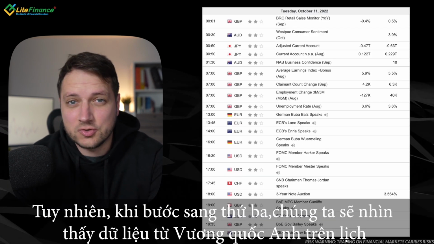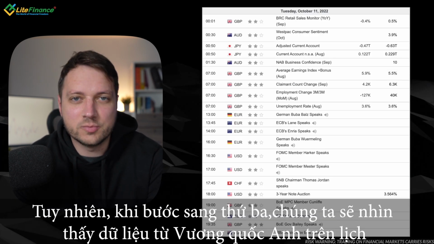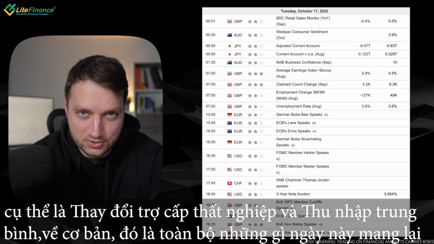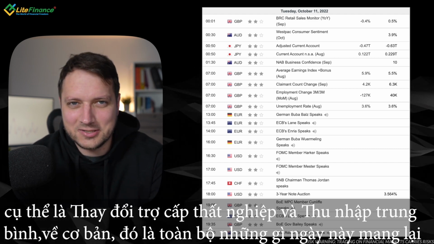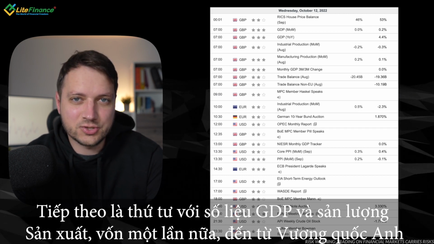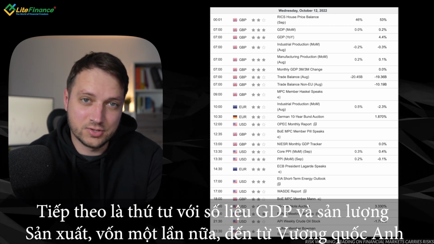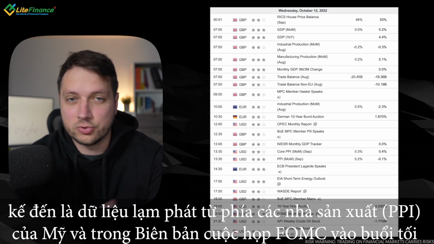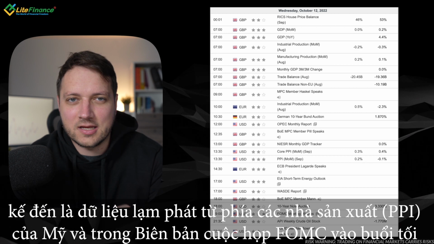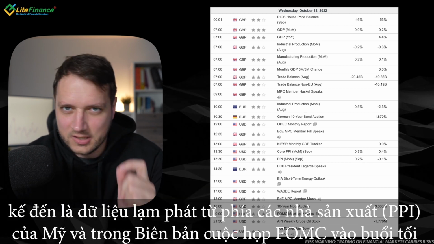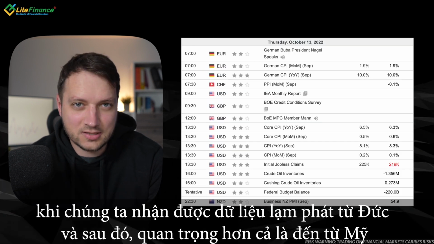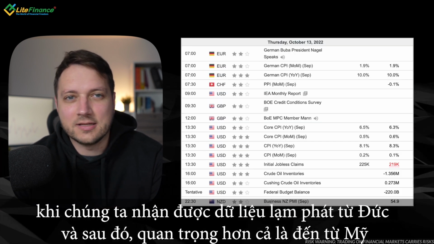So when we go to Tuesday, we see data from Great Britain on the calendar, namely claimant count change and average earnings, and that's basically it for Tuesday. Next is Wednesday with the GDP and manufacturing production figures, again from the UK, later inflation data on producer side, the PPI, from US, and in the evening FOMC meeting minutes.